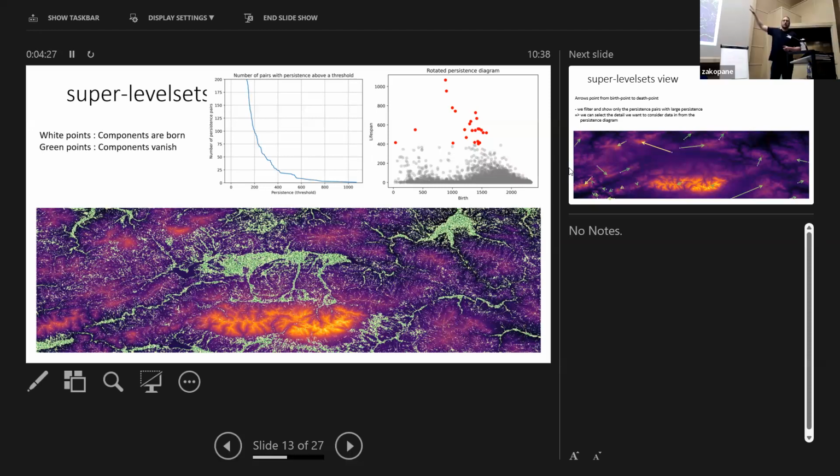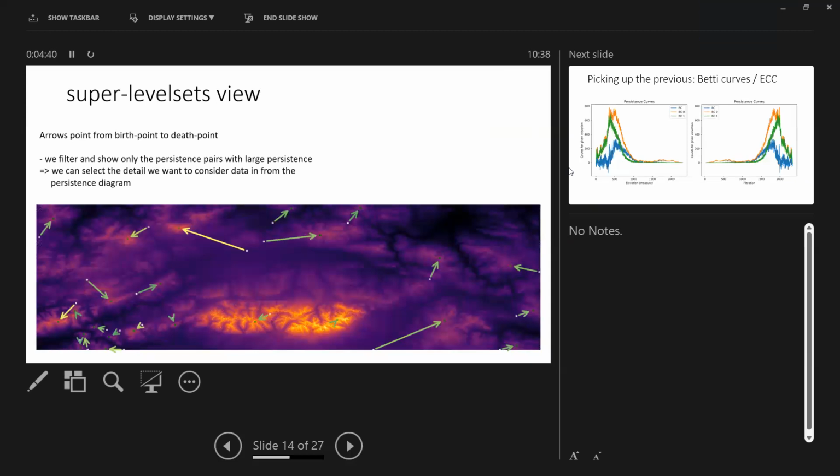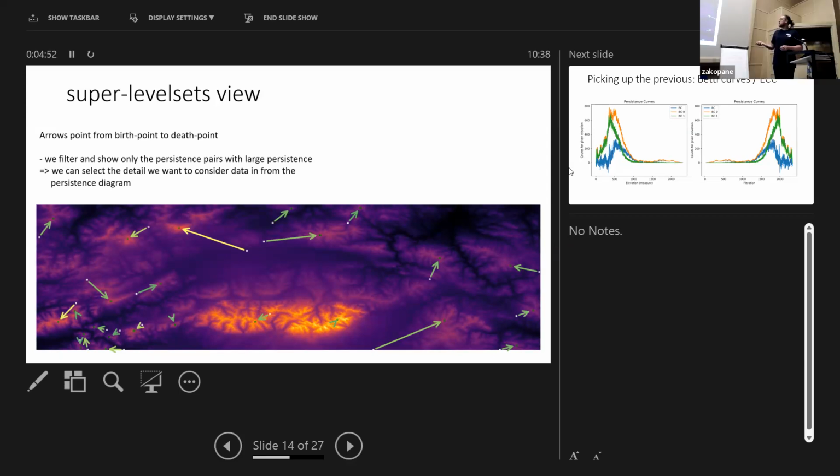I rotated it, so this is a bit what we use for landscapes. Here is birth time, and this is the lifespan, which is death time minus birth time. And then we would just get these fewer points, where we can then say, here we have the origins, where it is born, where it is dying. And this shows us a bit more of the more prominent features of the peaks in these different kinds of regions.